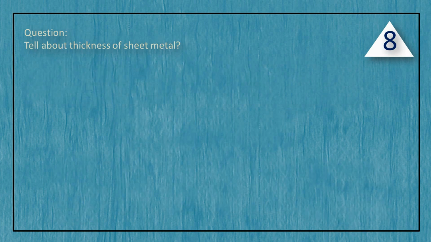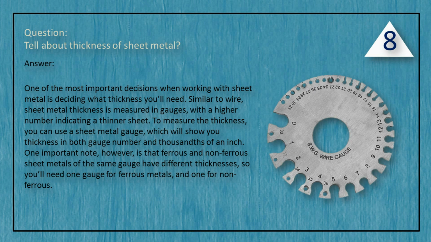Question. Tell about thickness of sheet metal. Answer. One of the most important decisions when working with sheet metal is deciding what thickness you'll need. Similar to wire, sheet metal thickness is measured in gauges, with a higher number indicating a thinner sheet.